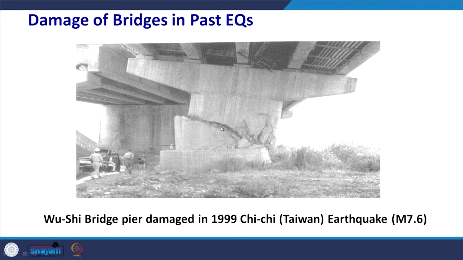There is a peculiar damage to this pier, and this is also resulting from the foundation failure below. Once the foundation failed, as a result you could see that there is damage to the piers also, and ultimately this made this bridge nonfunctional, and it cannot be used anymore. So, this was from Taiwan.